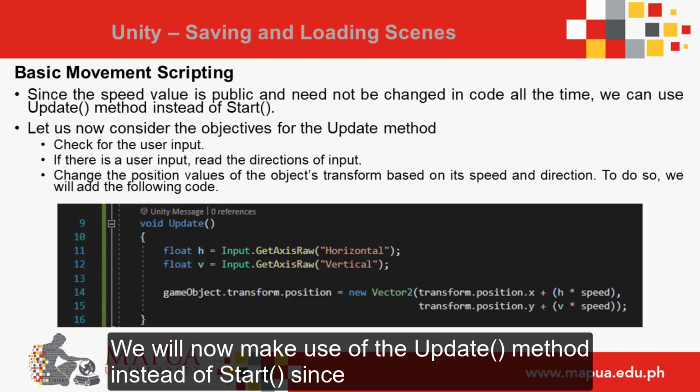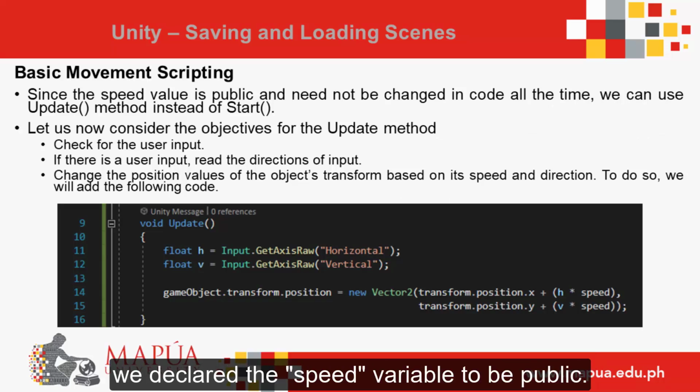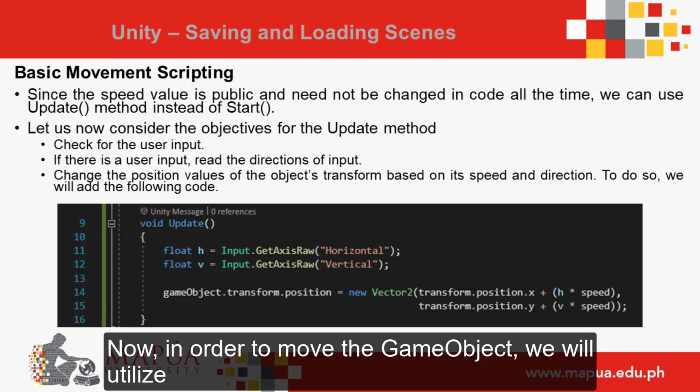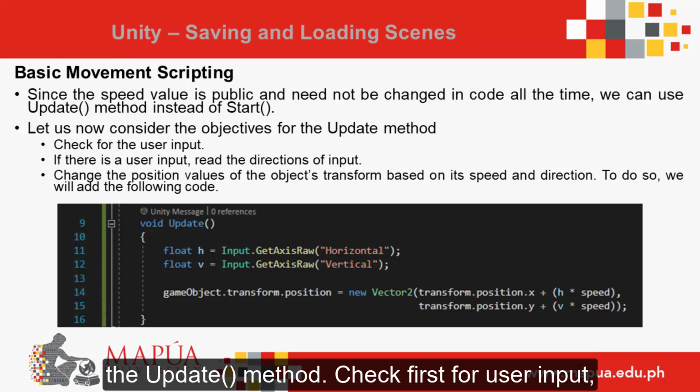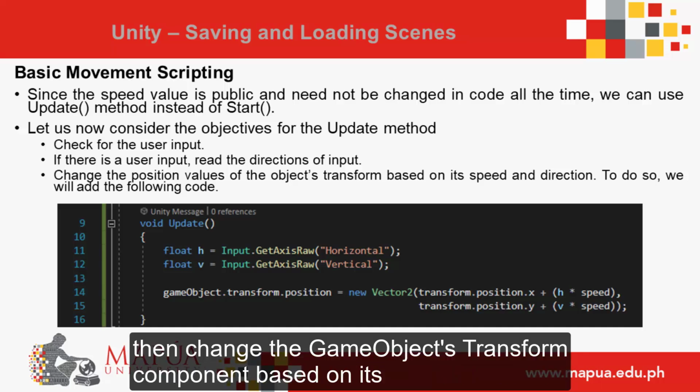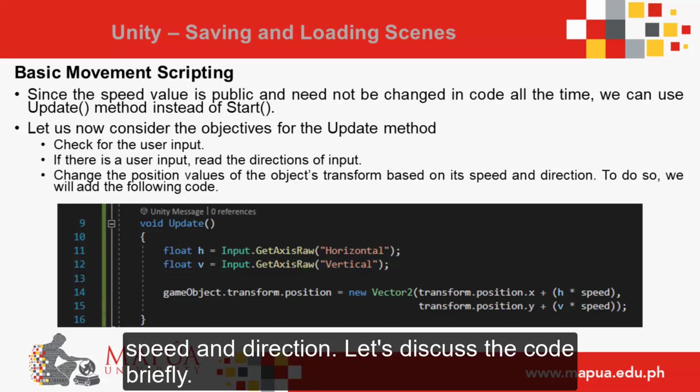We will now make use of the Update method instead of Start since we declared the speed variable to be public. Now, in order to move the game object, we will utilize the Update method. Check first for user input, read and store the directions in a variable, then change the game object's transform component based on its speed and direction.